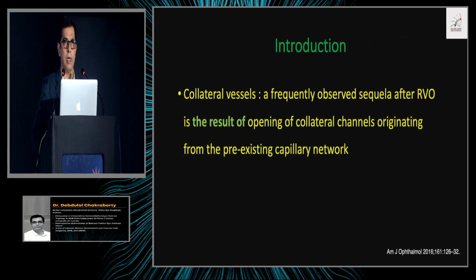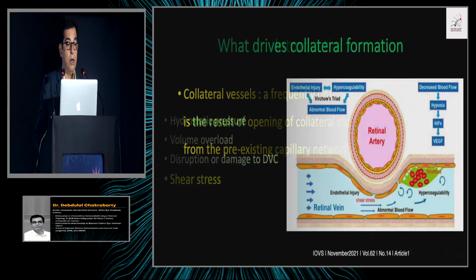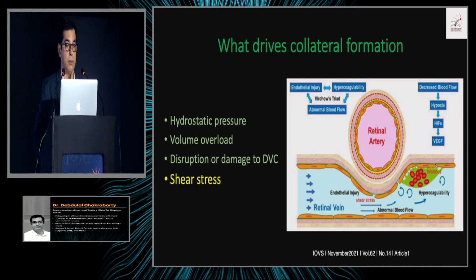So we all know, and this is the traditional belief also, that collaterals are frequently observed sequelae after RVO, and the result is opening up of collateral channels originating from pre-existing capillary networks. Now, what drives collateral formation? It's basically hydrostatic pressure, volume overload, disruption or damage to the deep vascular complex, and to add to it, shear stress.